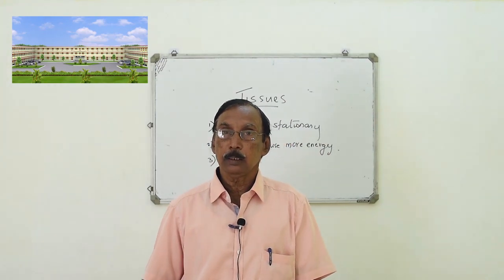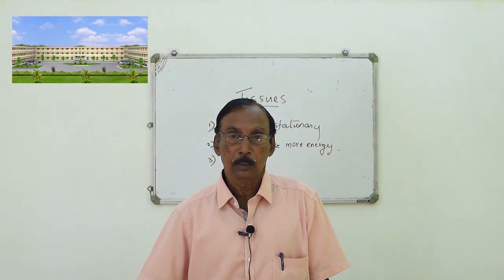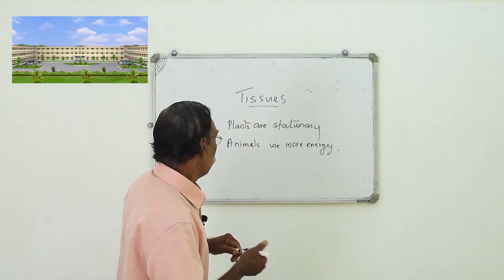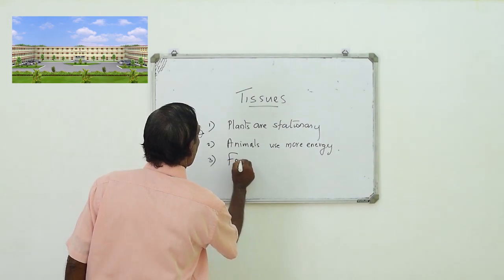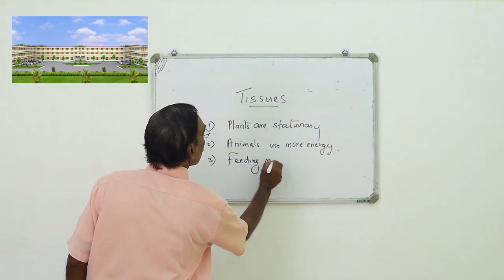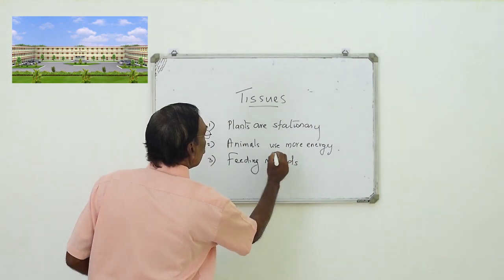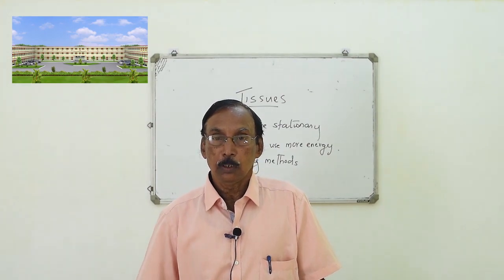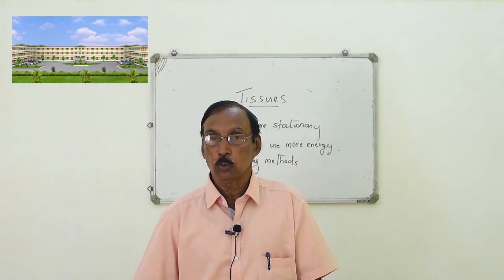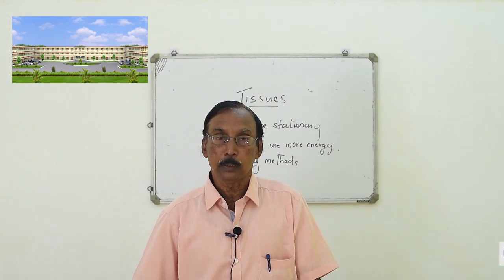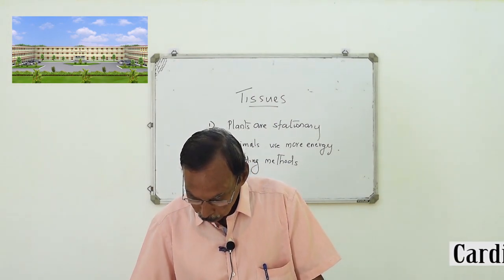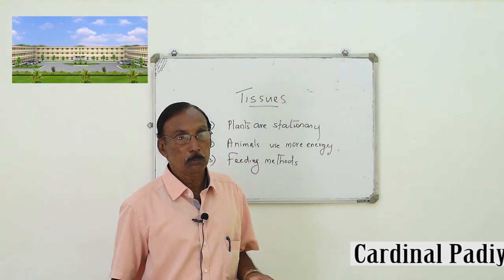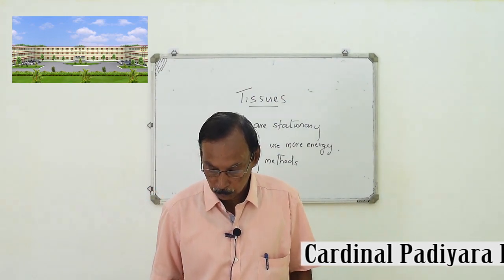Another important difference, the fourth one, is that their feeding methods are different. Animals are heterotrophic. You know what is heterotrophic? They depend on other organisms for food, but plants are autotrophic. They can make their own food. So because of these differences, plant tissues and animal tissues are quite different from each other.